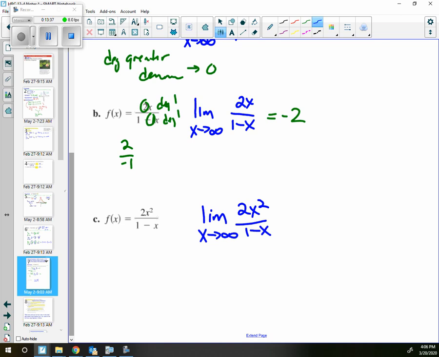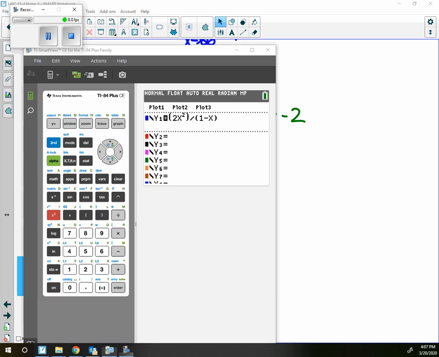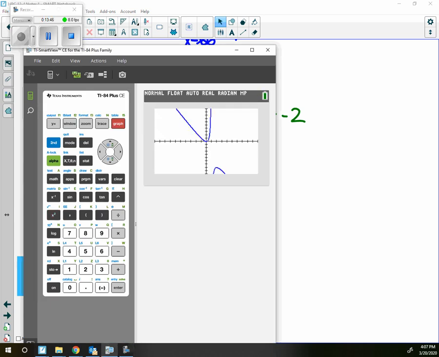All right, so notice the change that I made in this one from the last one is I am now squaring the x in the numerator. All right, so I have my new equation. I squared that x in the numerator. Let's take a look at the graph.